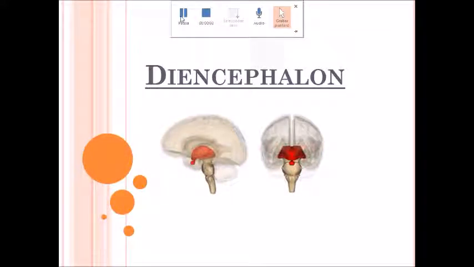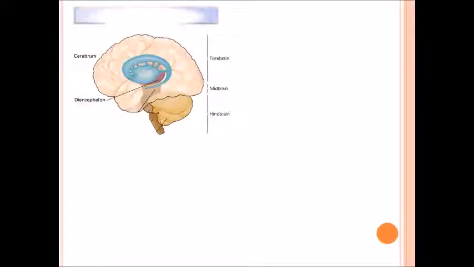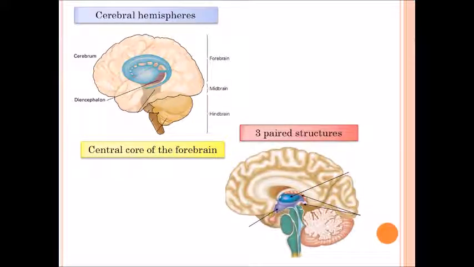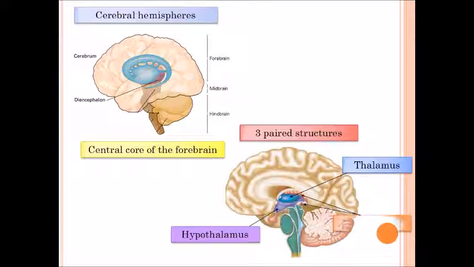The diencephalon of the brain consists of structures that are lateral to the third ventricle, and includes the thalamus, the hypothalamus, the epithalamus, and the subthalamus. The diencephalon is one of the main vesicles of the brain formed during embryogenesis.